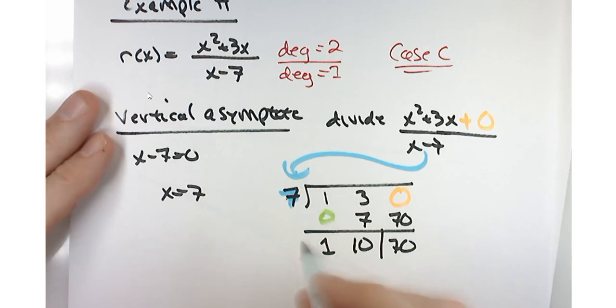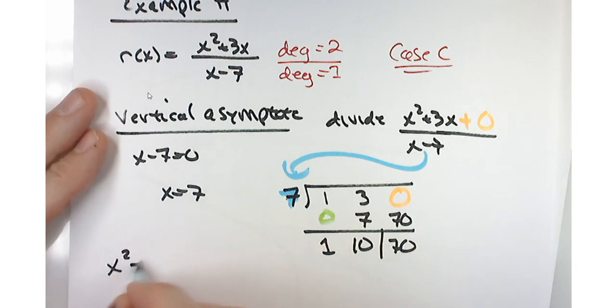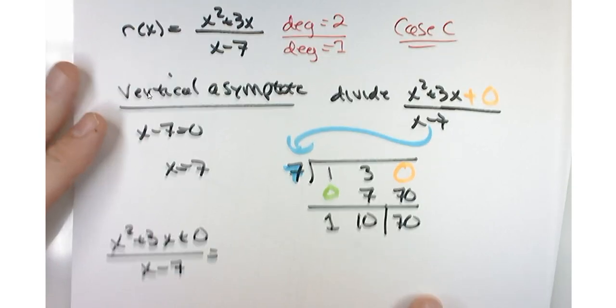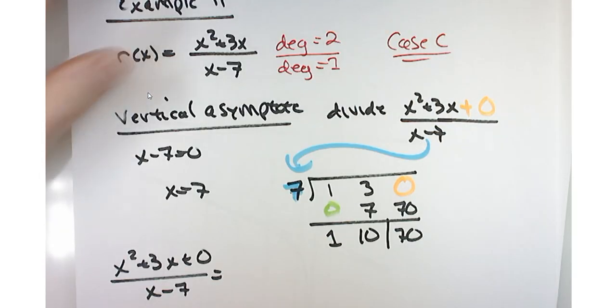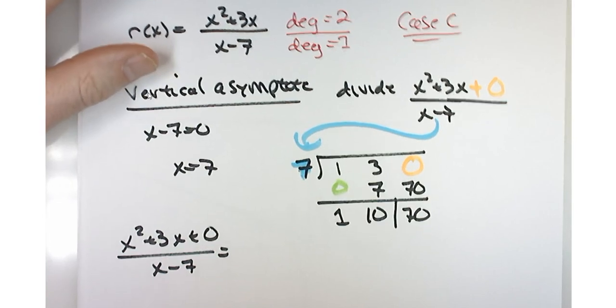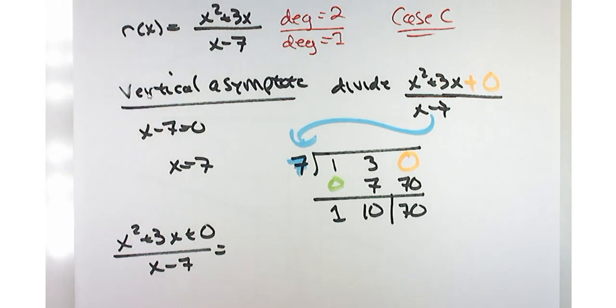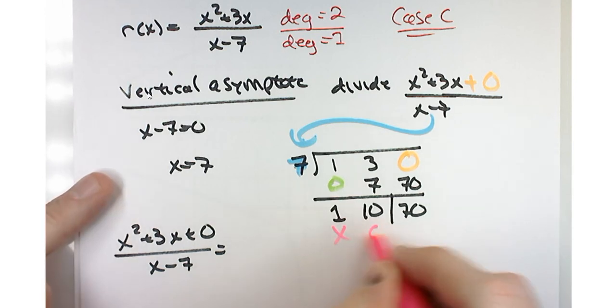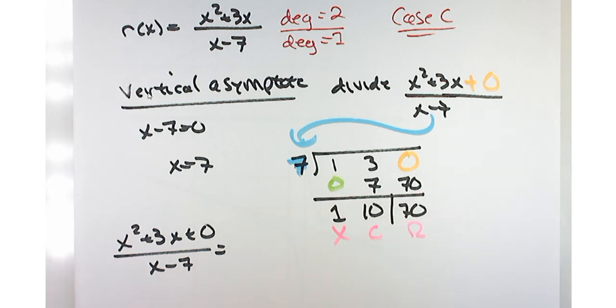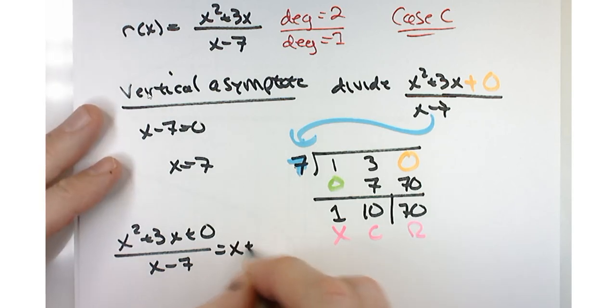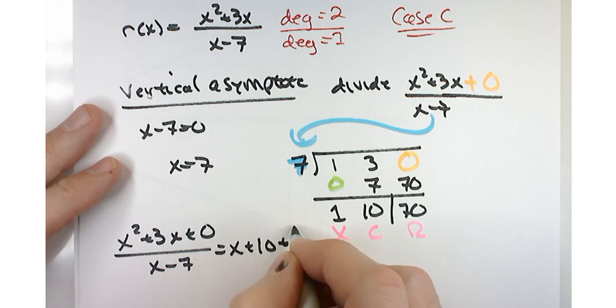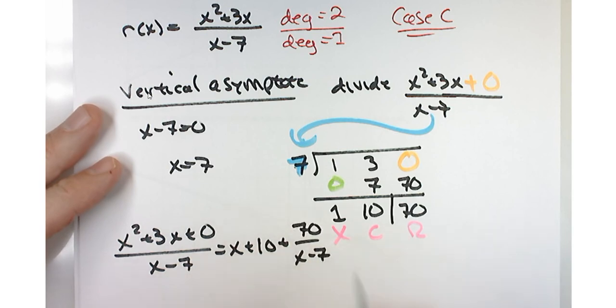Kyle, what does this tell me about my quotient and remainder? What should I write? x squared plus 3x plus 0 divided by x minus 7 equals what? What is this telling me here? x plus 10. I got x plus 10, and then a remainder of 70 over x minus 7.